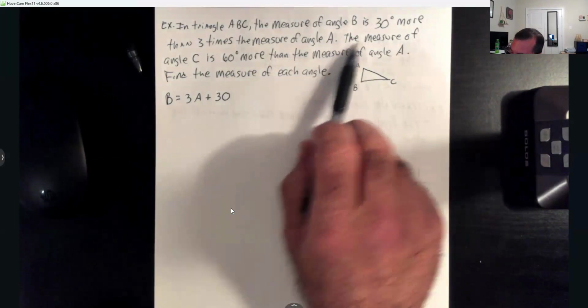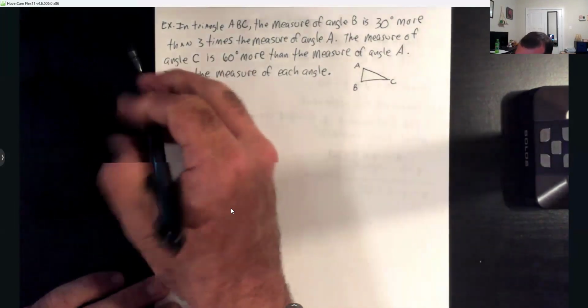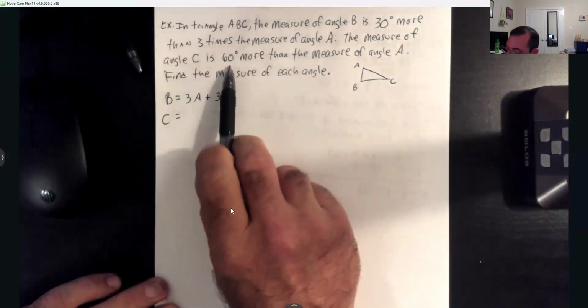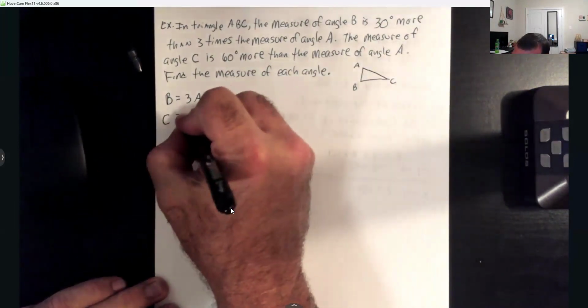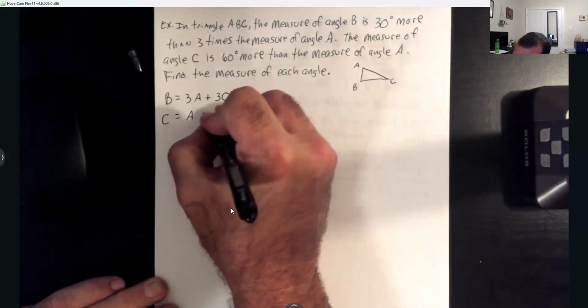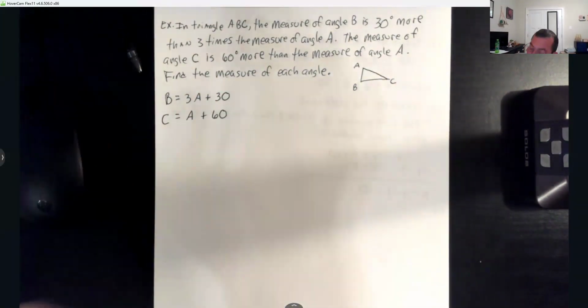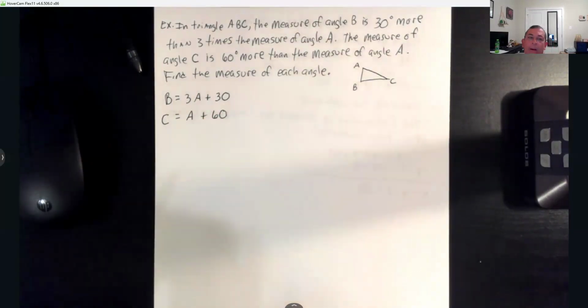All right, y'all, let's get the second one. The second sentence says the measure of angle C equals 60 more than the measure of angle A. So that's going to be A plus 60. Now, in a second, we will get everything on one side equal to the numbers.